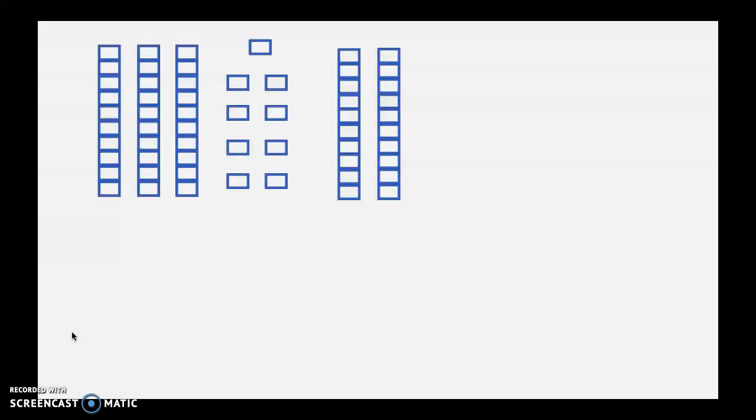Can you go ahead and press pause while you write down a number sentence the say 10 way? Can you say blank tens plus blank ones and then equals the whole amount? Go ahead and press play when you're ready.